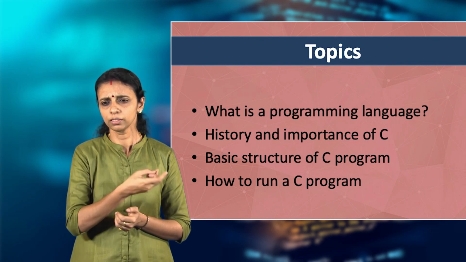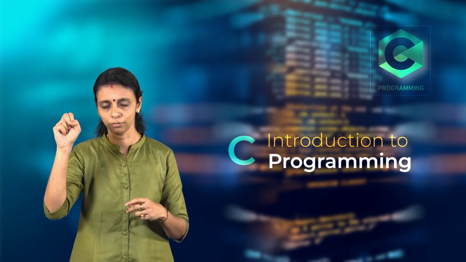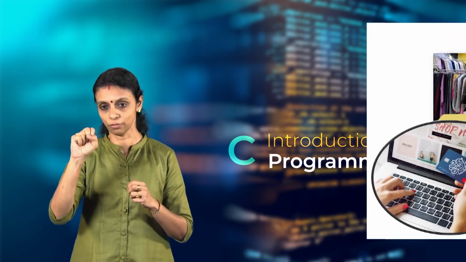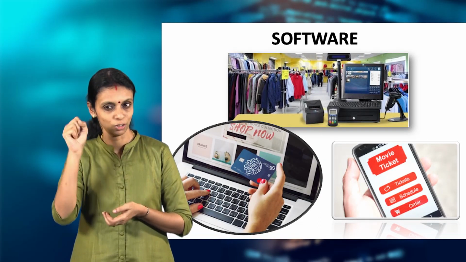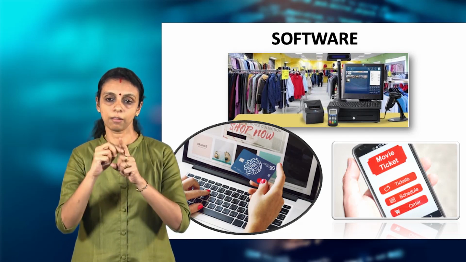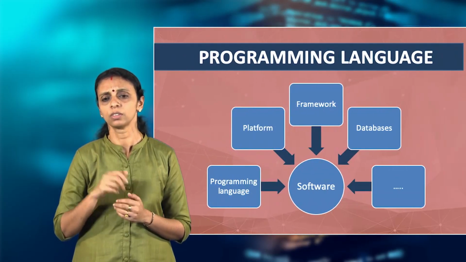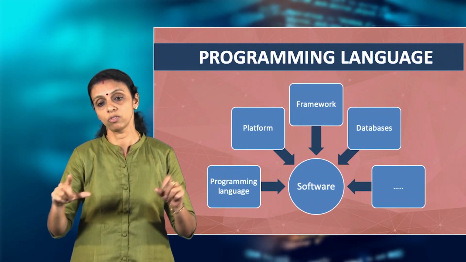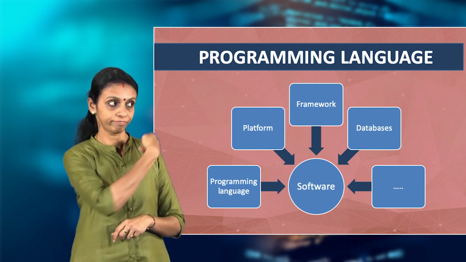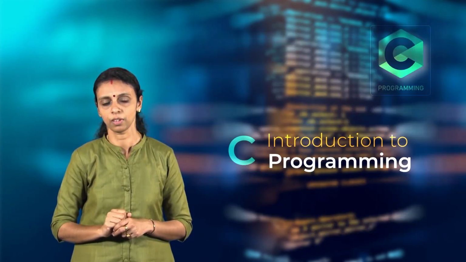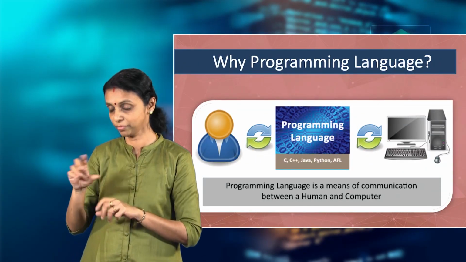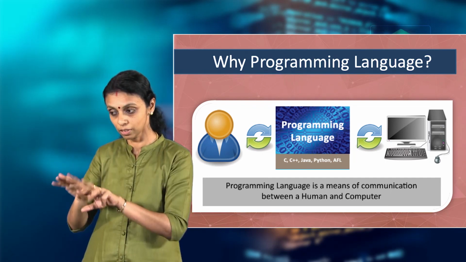You might have seen different software used in different places. For example, the billing software is used in almost all shops, banking software in banks, mobile applications, web applications, etc. A language is needed to develop software. Only language? No, many other components are needed to develop a software. Why language? It is for communication, to communicate to the computer and to inform computer what to do.